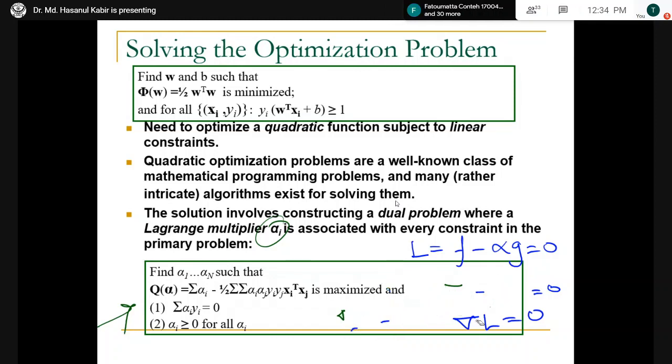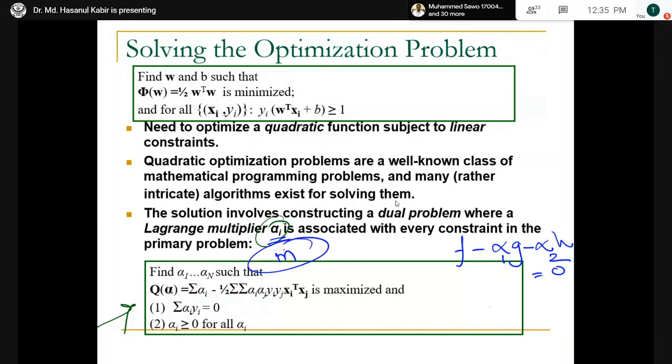You'll see later on that since I only have one condition, I will have only one multiplier alpha. But if I have another condition, the equation will come to something like minus lambda, or let's say GH equal to 0. So it will have lambda 1, lambda 2. So if I have n number of conditions, how many Lagrange multipliers do you need? We have to have n number of Lagrange multipliers, right?